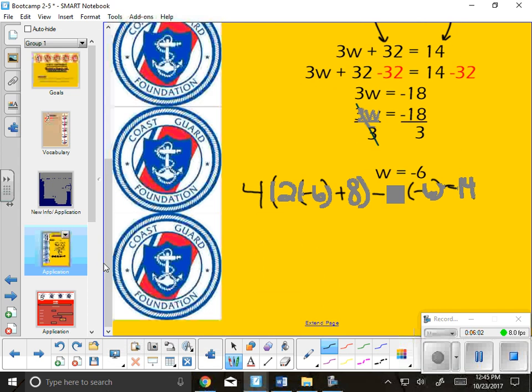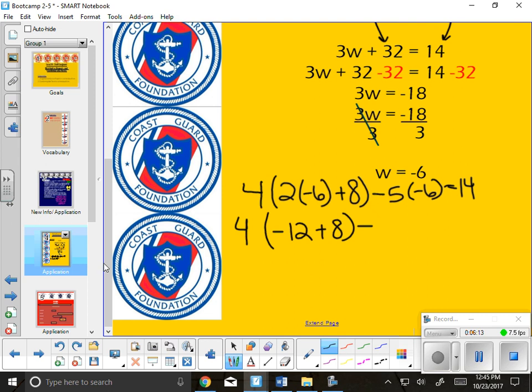So we're just going to work our way doing order of operations. So bring that down. 2 times negative 6 is negative 12 plus 8, minus, and then we have 5 times negative 6, and that's going to give us a negative 30. And remember, we're sitting here with a question mark wondering if that is going to be equal. Next, we're going to make sure we continue to simplify our parentheses. So negative 12 plus 8 gives us a negative 4, minus a negative 30.